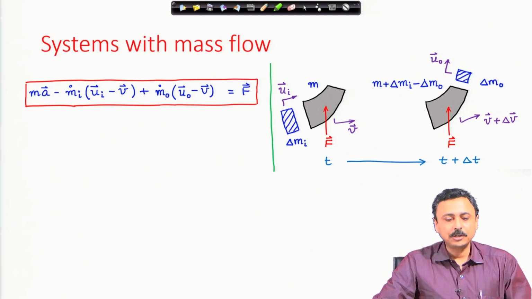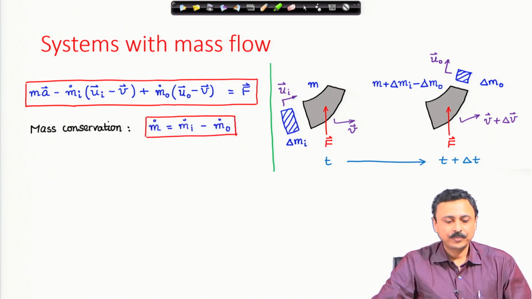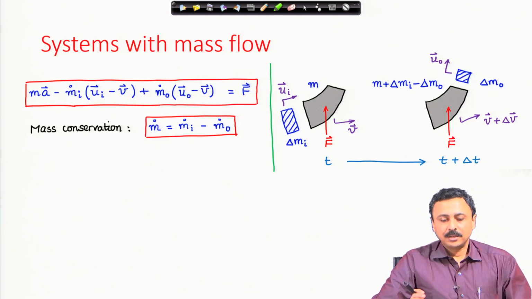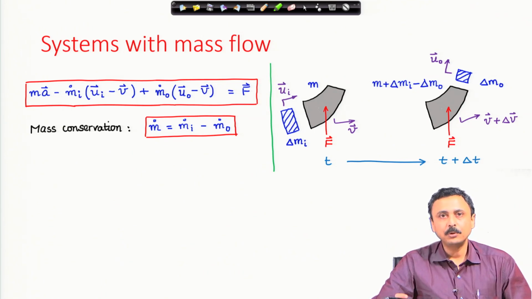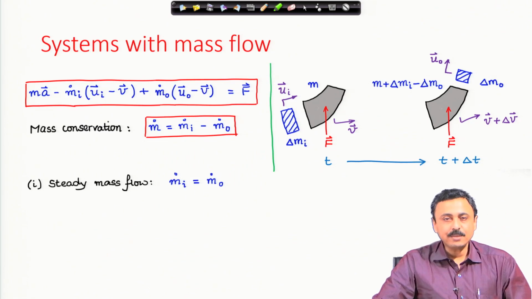Now, let us once again look at this expression and look at mass balance, or mass conservation. The rate of change of mass of the system, m dot, must be equal to mi dot minus mo dot. So, whatever is coming in minus whatever is going out. In steady mass flow problems, whatever is coming in must also go out. Therefore, the system mass is not changing. Therefore, mi dot must be equal to mo dot, and m dot is therefore 0.